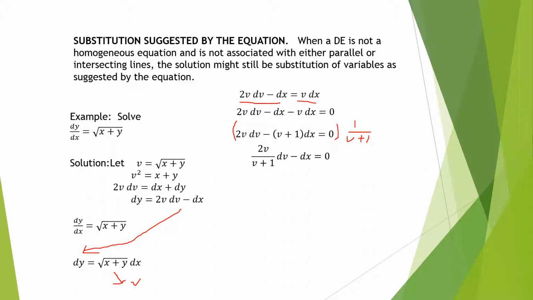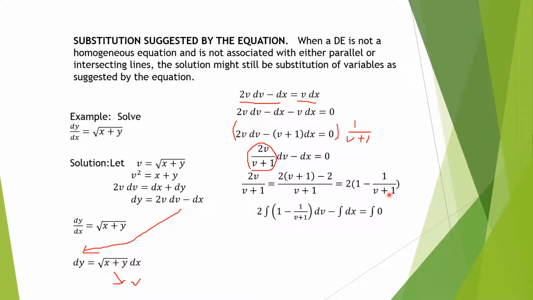Now this is again your problem. You will have to express the numerator in terms of the denominator. 2v over v plus 1, that is twice the denominator, v plus 1, and then minus 2. That is 2 minus 2 is 0. And then divide, this is 2 times 1 minus 1 over v plus 1. And plug it there: the integral of 2 times (1 minus 1 over v plus 1) dv minus the integral of dx is 0. And then integrate, that's 2v minus 2 ln of v plus 1 minus x equals c.